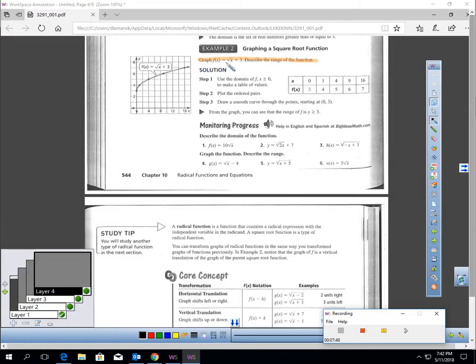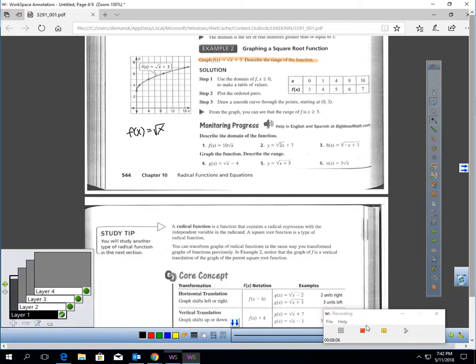Graph f of x equals square root x plus 3, describe the range. Now, I would let you use your calculator to do this, but this is what I'd really like you to know, okay? Let's think about the parent function. F of x equals square root x. I quickly plotted the parent function. Remember, the parent function would have the points 0, 0, 1, 1, 4, 2, and 9, 3. I did that already in the video.